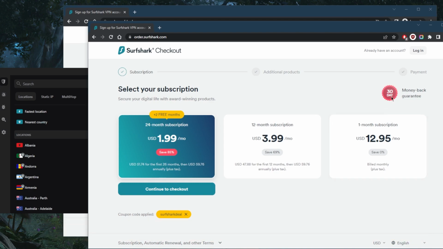And of course, keep in mind that there is a 30-day money-back guarantee that covers all the plans. So in case you're not fully satisfied for whatever reason, you can get yourself the refund very easily. Just make sure that you cancel your subscription before the 30th day.